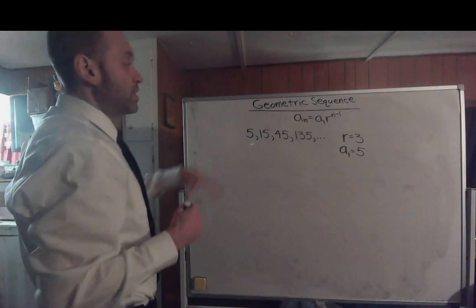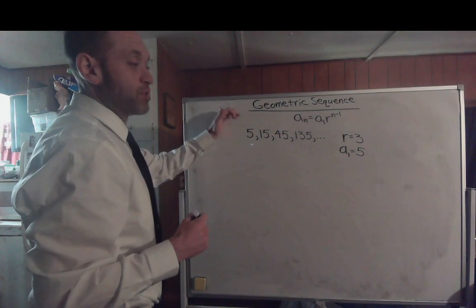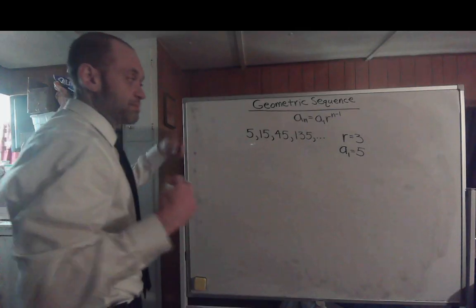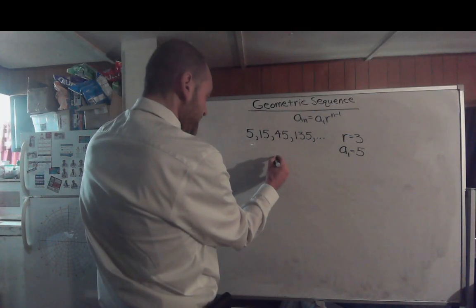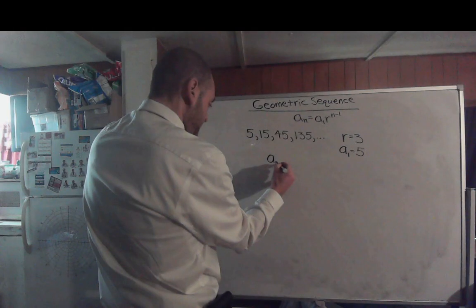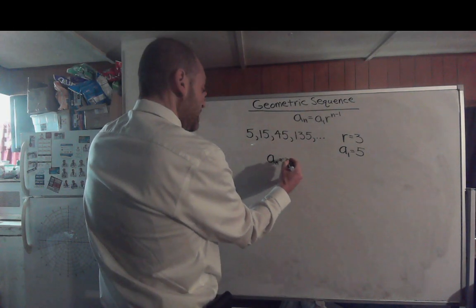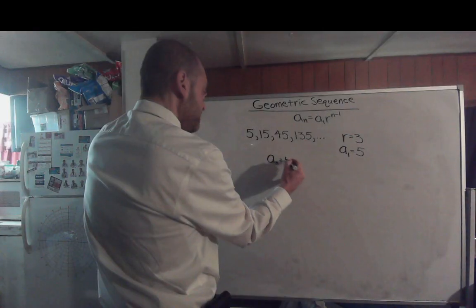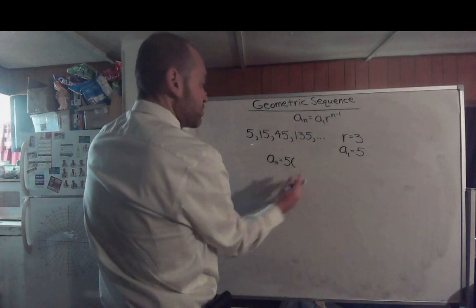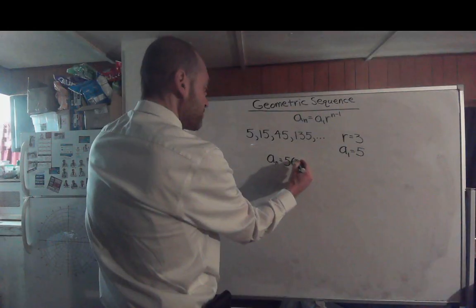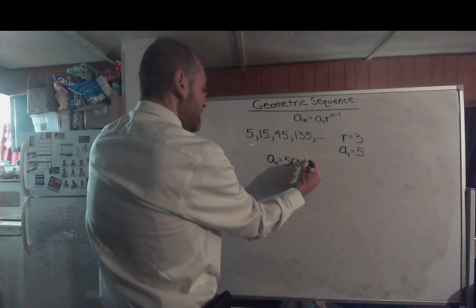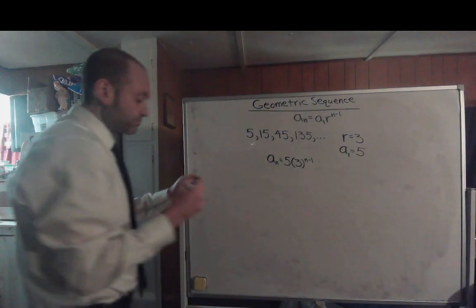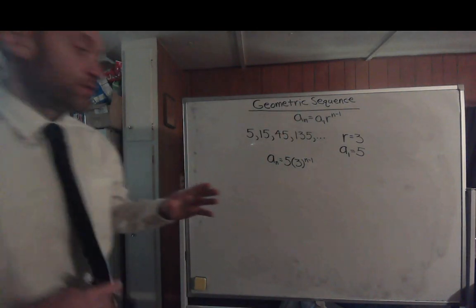So in some ways, geometric sequences are probably the easiest to find an explicit formula for. In this case, the formula would be a sub n equals that a sub 1, which is 5, times your common ratio, which is 3, to the n minus 1 power. And we can test it for a couple terms.